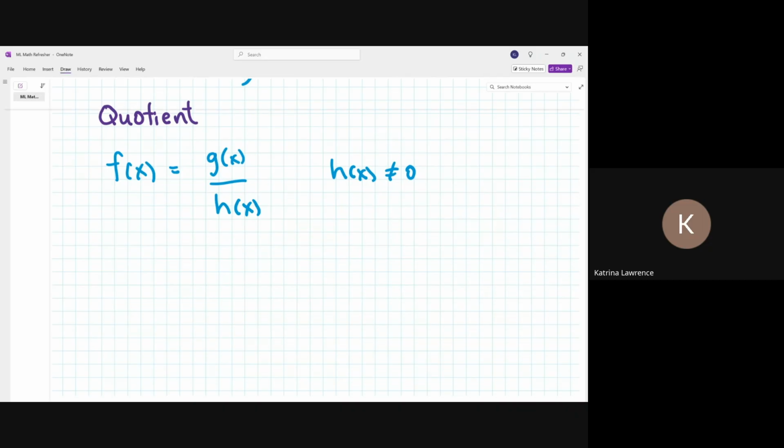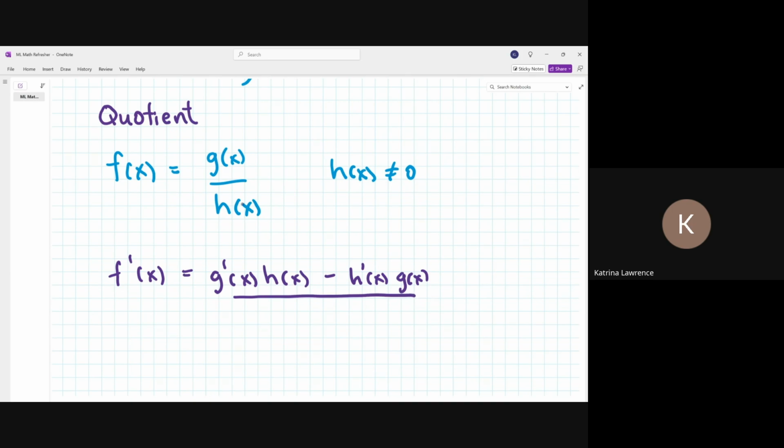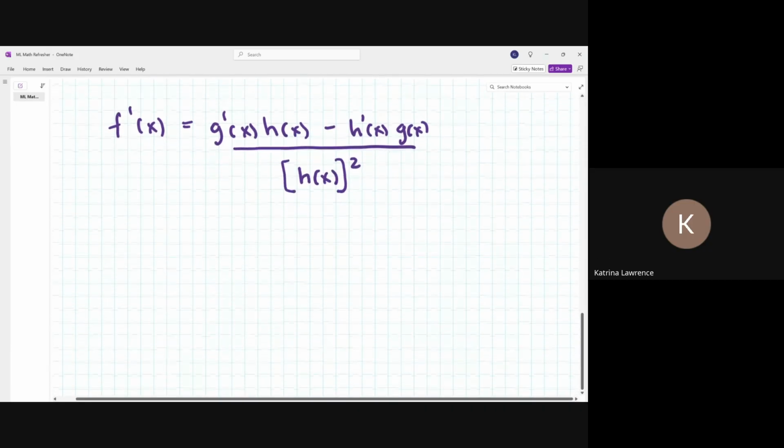So this is now the rule for quotient. To find the derivative here, we take the derivative of the top, so we do g prime of x times the bottom, which is h of x, minus the derivative of the bottom, so h prime of x times g of x. And then we have to divide all of this by the denominator squared, so by h of x all squared. So this is the quotient rule for finding derivatives. Let's go ahead and do another example.